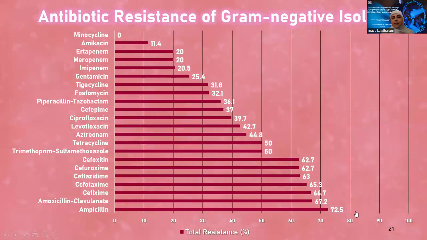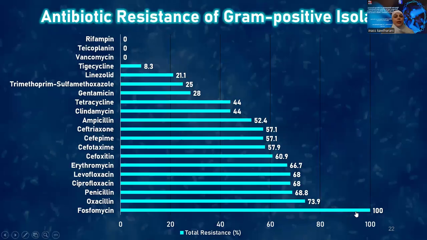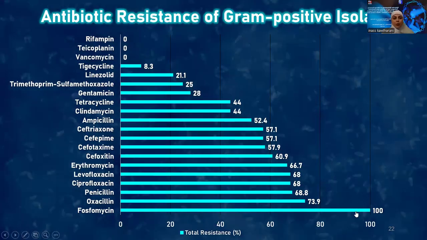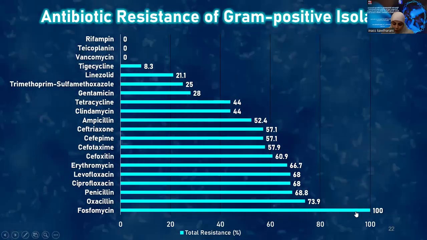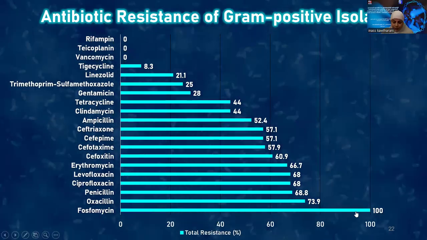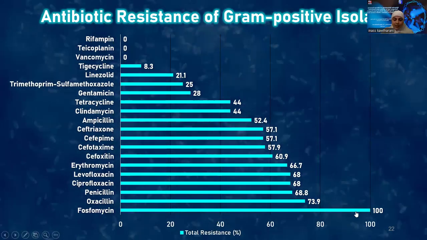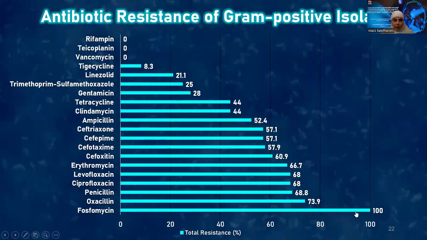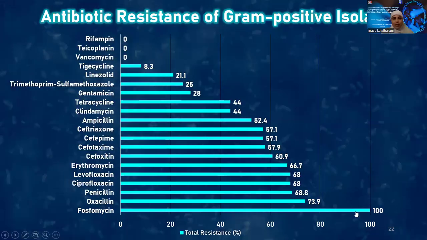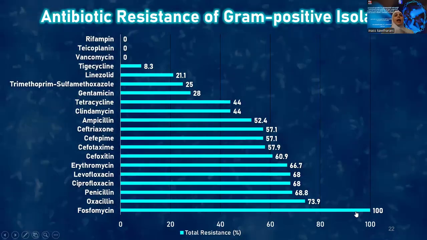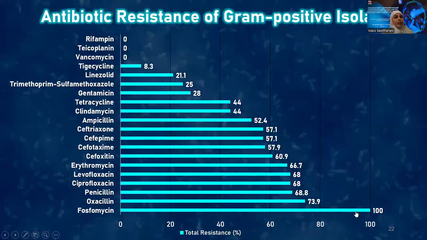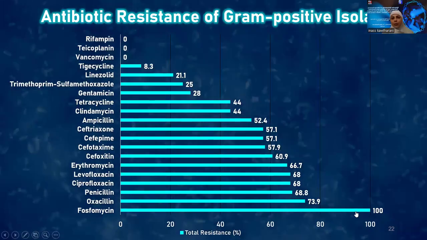For gram-positive bacteria, we showed a high resistance to fosfomycin, penicillin, cephalosporin, fluoroquinolone, and macrolide, moderate resistance to aminoglycoside and sulfonamide, and low resistance to linezolid and tigecycline, and no resistance was reported to vancomycin, teicoplanin, and rifampin. That indicated that these antibiotics remain the most effective treatment in our setting.